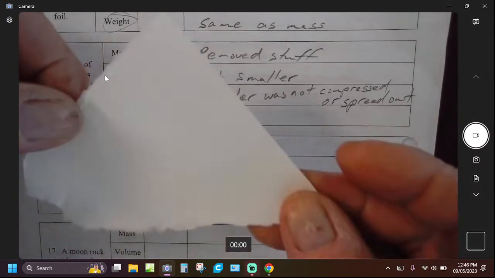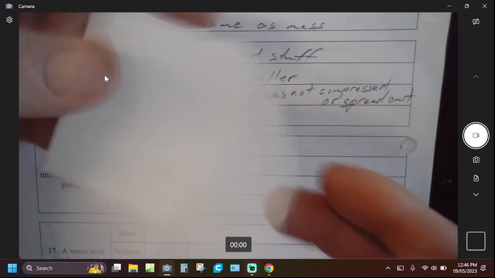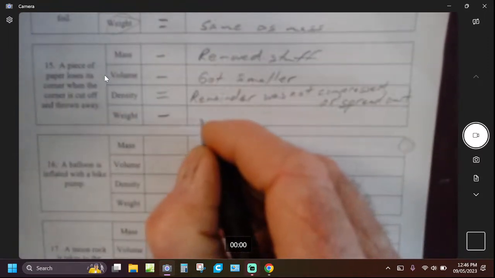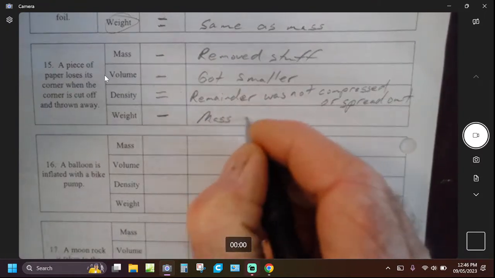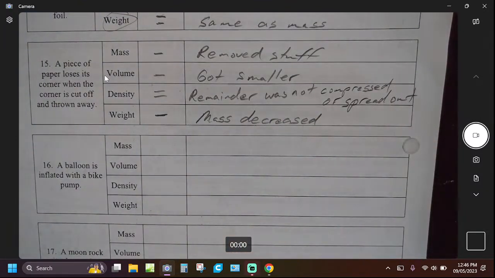So here's my paper. I get rid of a corner. Heavier or lighter now? Lighter. It decreased. And it decreased because I got rid of stuff. So mass decreased. And whatever mass does, weight does the same.